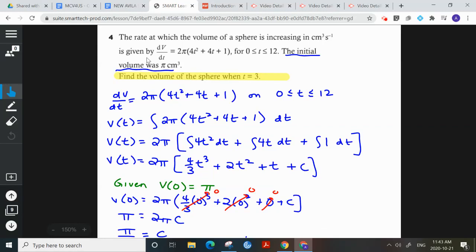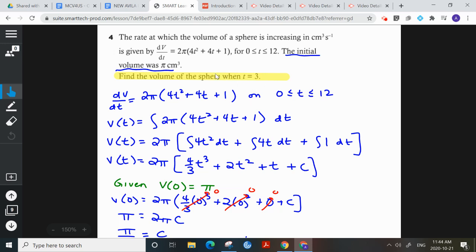We're going to look at one more example of using integration and applying those rules that we learned. So the rate at which the volume of a sphere is increasing is given by the derivative of volume with respect to time, which is 2π(4t² + 4t + 1), and we have a time interval. We're also told the initial volume. So we need to find the volume of the sphere when t equals 3.